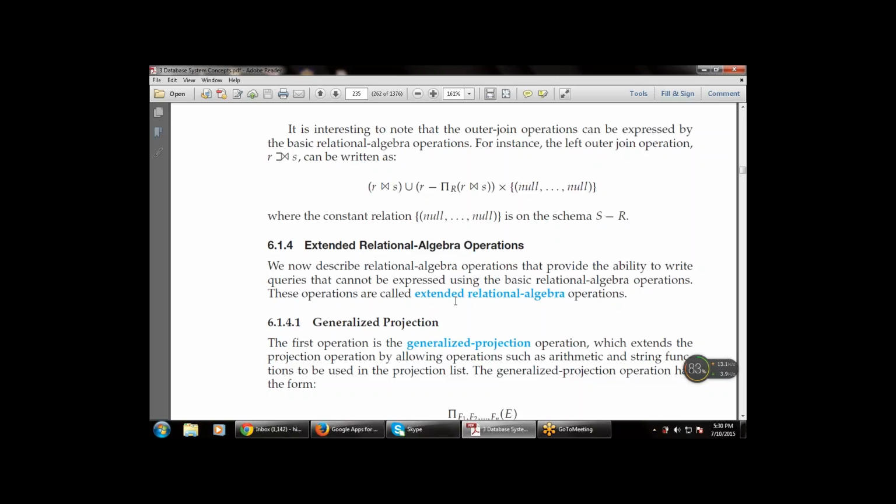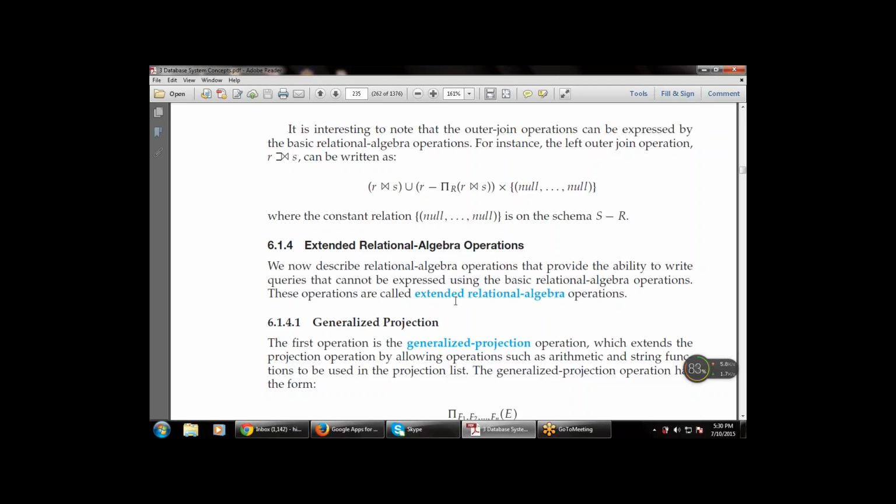The first part is the generalized projection. This is the first operation, which extends the projection operation by allowing operations such as arithmetic and string functions to be used in the projection list.